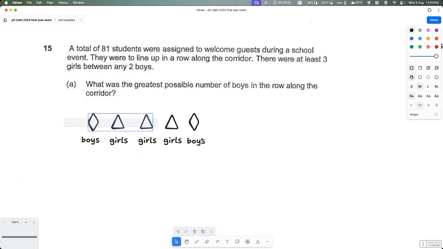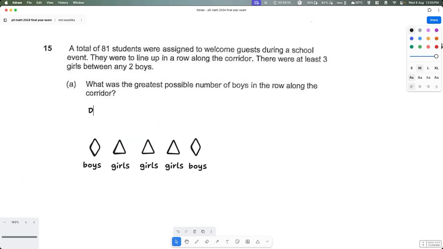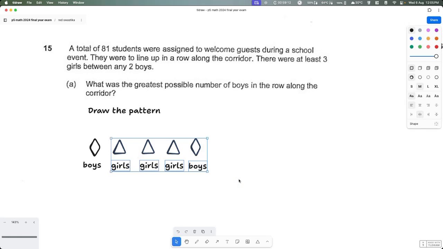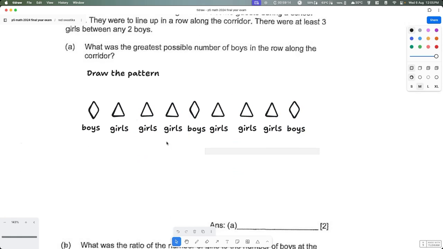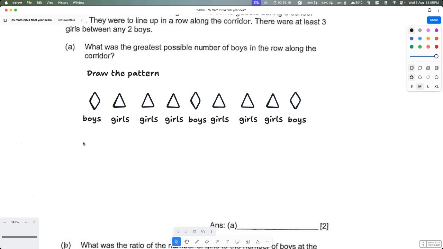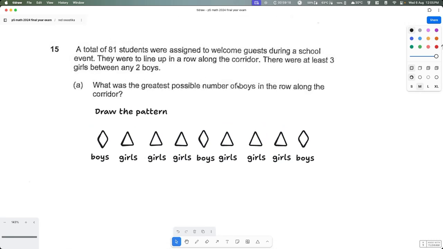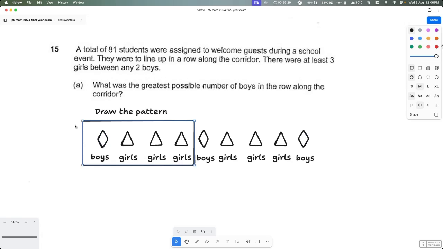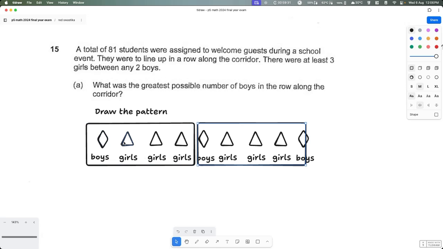So this is like a pattern. So just draw the pattern. This will be the same as what you see over here, like this. So girls, boys, all of this. So what was the greatest possible number of boys in the row along the corridor? We know that the boys also have one at the end. So the pattern is this: girls, boys, like that, and then another pattern like this as well.